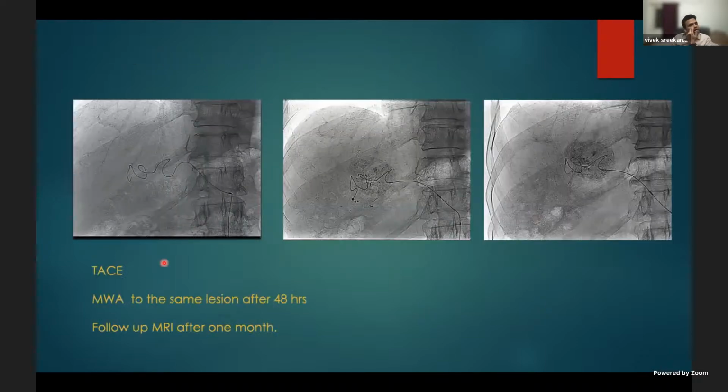And for this, the TACE was done first. So this was the TACE where the microcatheter is placed in the tumor feeding artery, and then the lipiodol was injected. And this is the lipiodol uptake within the tumor. And this was a slightly challenging case. That's why we can see a little bit of lipiodol in the regular parenchyma also.